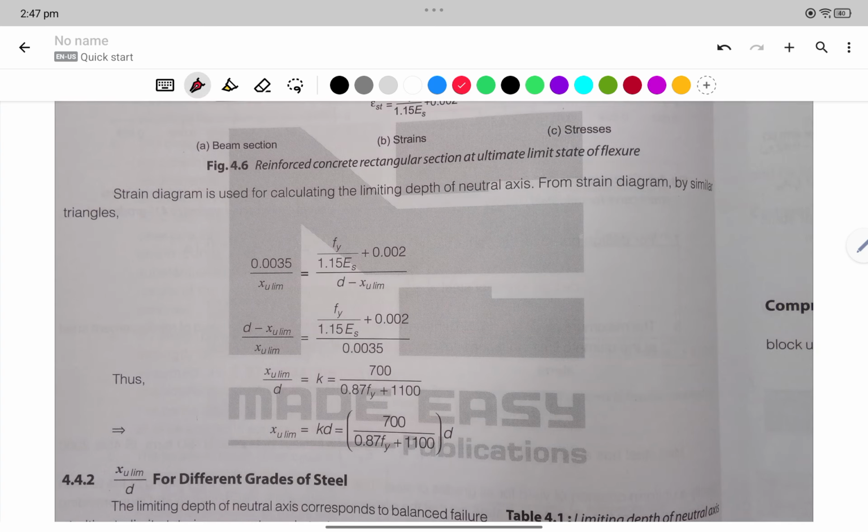This is the maximum XU depth we can provide. Okay, so you will understand also, see what will happen then. XU limiting, the formula is derived, is given here.